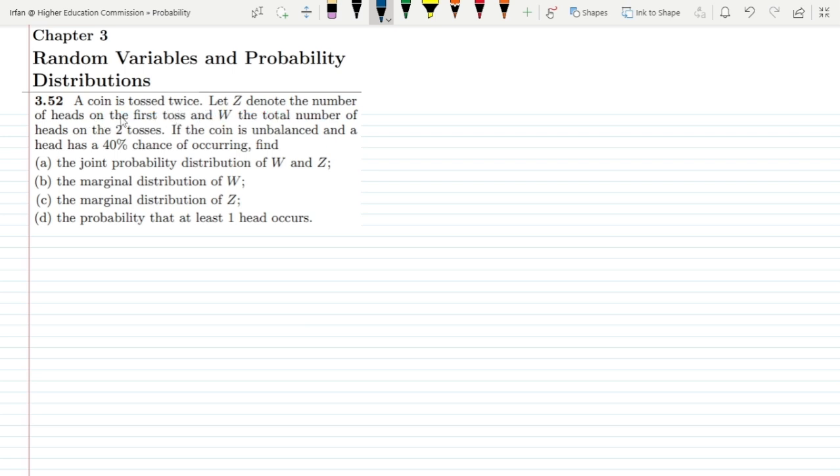Hello guys, this is question 3.52 and the statement of it is: a coin is tossed twice. Let Z denote the number of heads on the first toss and W the total number of heads on the two tosses. Okay, so with the passage of this question, let me write the given data as well.